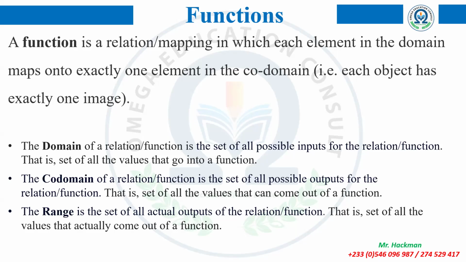If you remember, in JHS you did all that. So that's why I have here, each object has exactly one image. So immediately you have one object having more than one image, it means your relation or your mapping ceases to be that of a function. It remains only a relation or a mapping, but not a function. So functions are special forms of relations or mappings. So every function is a relation or a mapping, but not all mappings, not all relations are functions.